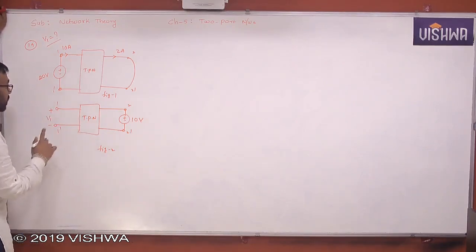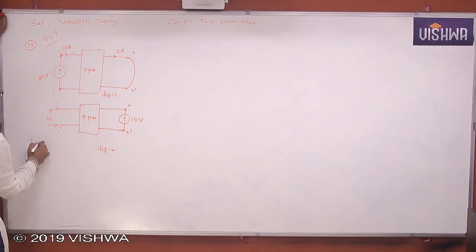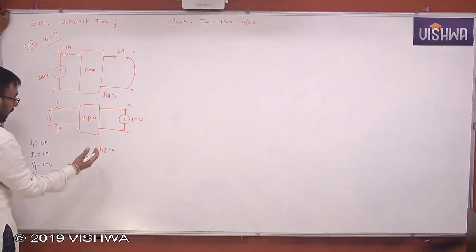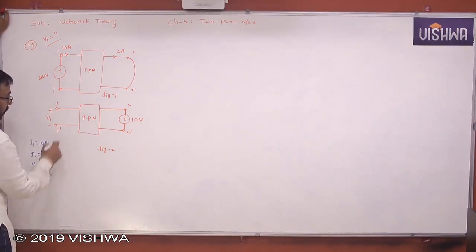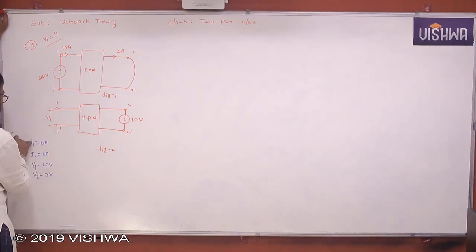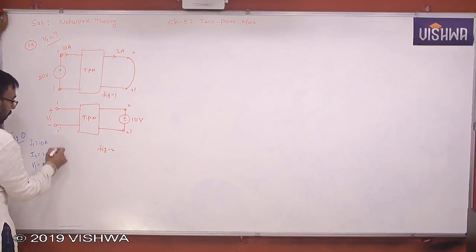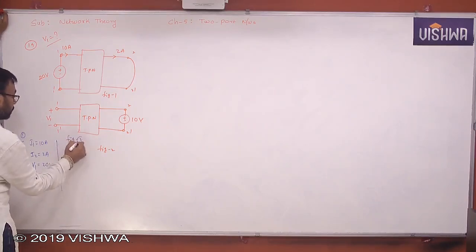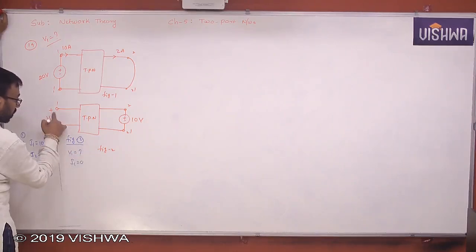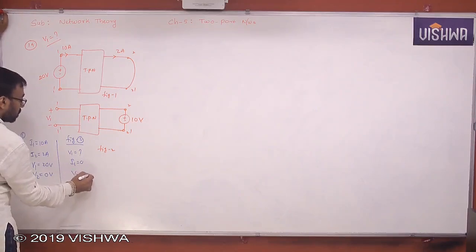In the first case, in the first figure, you are given I1, 10 amperes, I2, 2 amperes, and V1 is 20 volts, and V2 is 0. So short circuit condition is given. In the second case, I1 is given 0 because the terminals are open. Okay, this is from figure 1. From figure 2, you want V1, but I1 is 0 because open, but V2 is given 10 volts and no information about I2. I2 is not given.